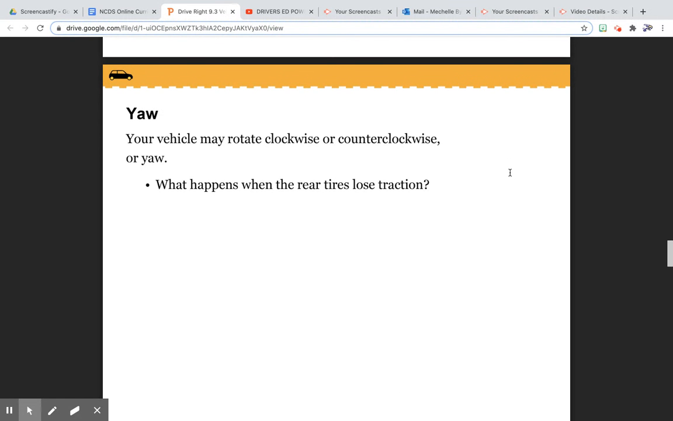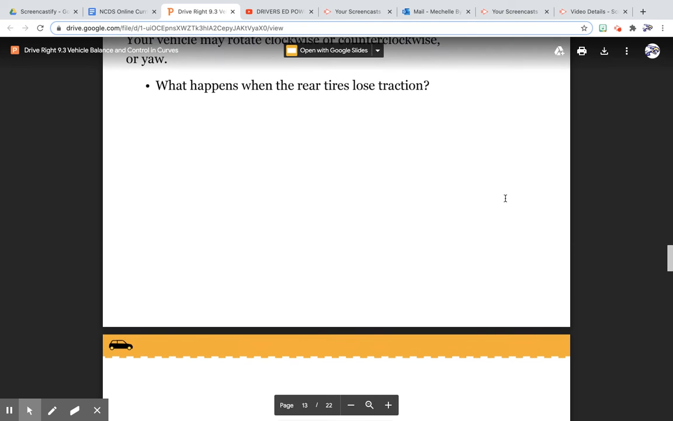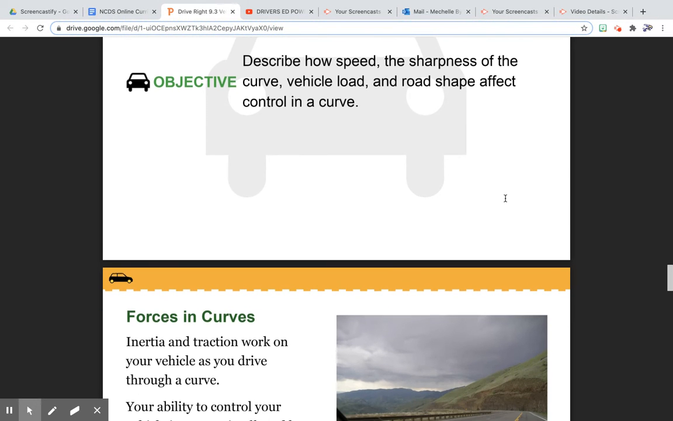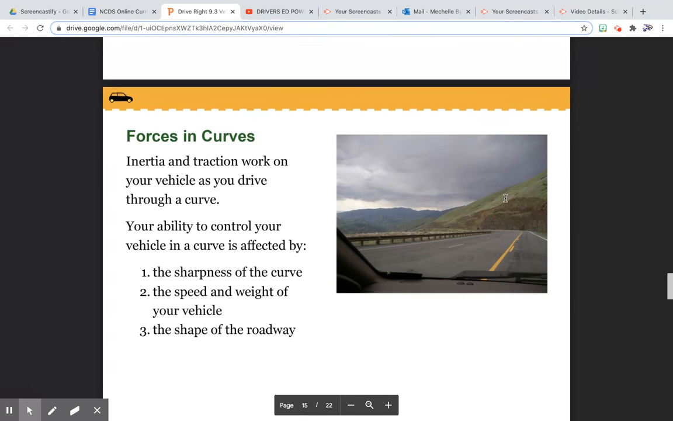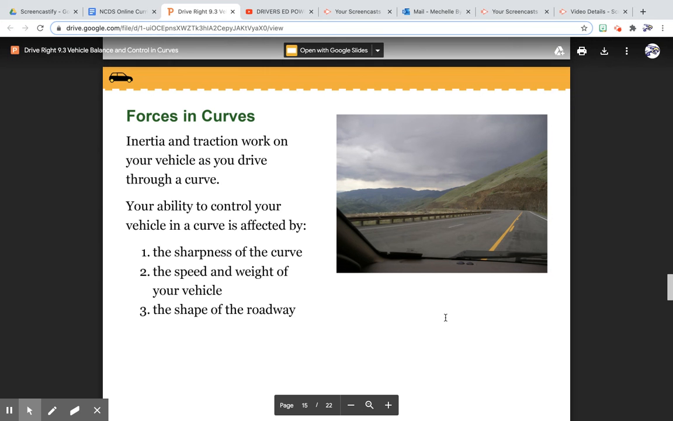Yaw. Your vehicle may rotate clockwise or counterclockwise, or yaw. What happens when the rear tires lose traction? Describe how speed, the sharpness of the curve, vehicle load, and road shape affect control in a curve. Inertia and traction work on your vehicle as you drive through a curve.